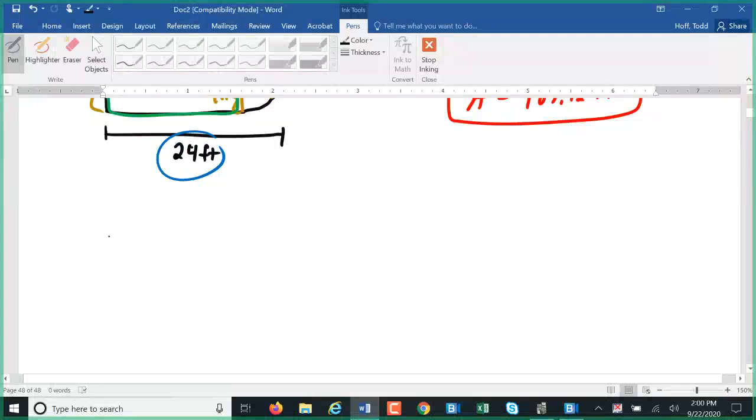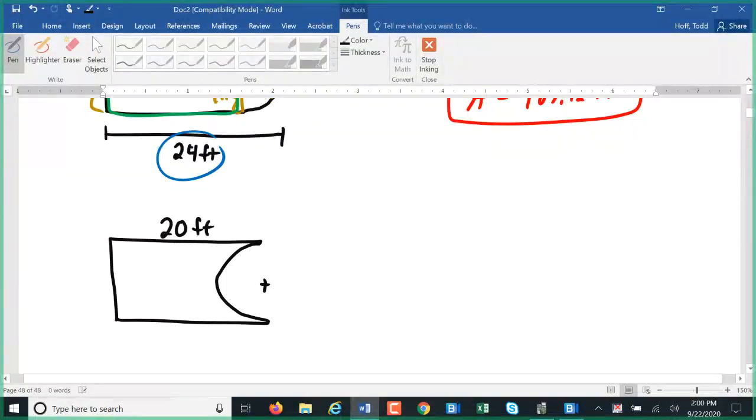Well, this next shape is going to look awfully familiar. Pretend that looks like a half circle. This is 20 feet and this is 8 feet. Try again on that drawing. A little closer. Yeah, a little bit better maybe.